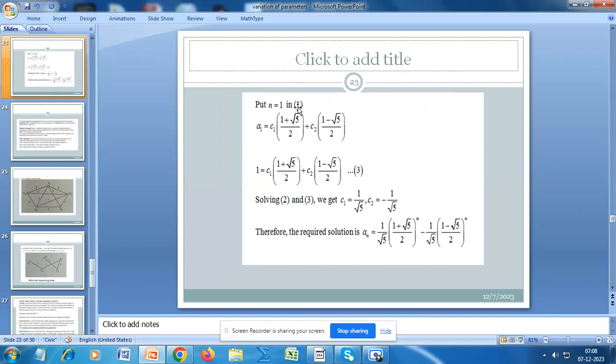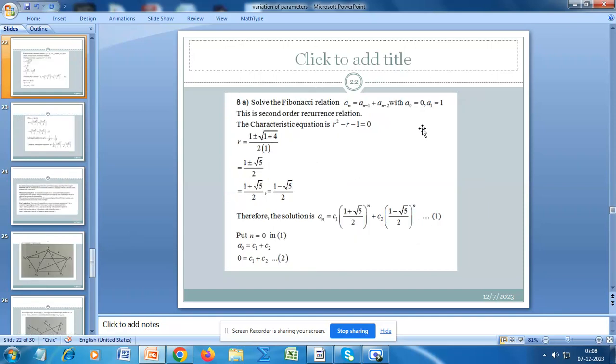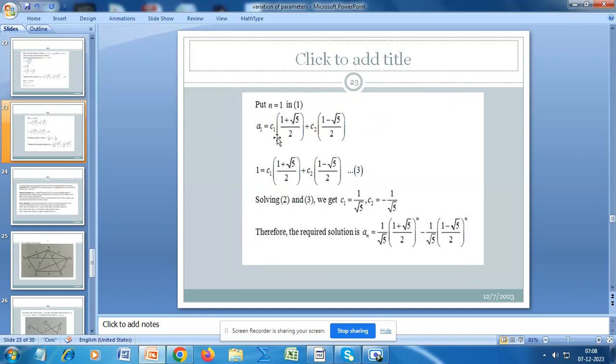And put n equal to 1 in equation 1. Again, we have a1 equal to c1 times (1 plus root 5 by 2) plus c2 times (1 minus root 5 by 2), which simplifies to this. Now solve 2 and 3. You get c1 is equal to 1 by root 5, c2 is equal to minus 1 by root 5.